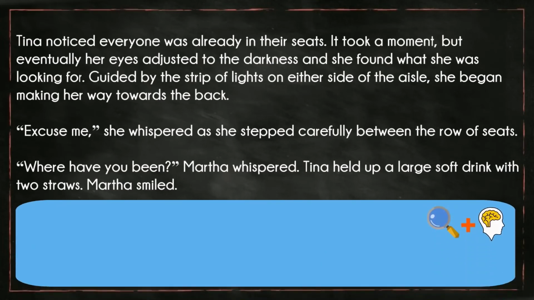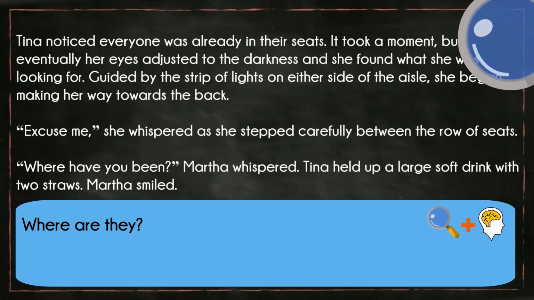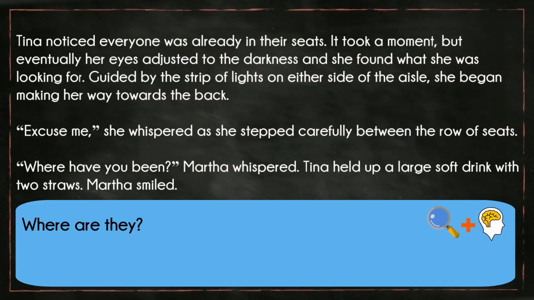Now for the first question. Where are they? The author hasn't told us directly, but has left clues. Can you find any to help answer the question? Here are some clues I found. Everyone in their seats, darkness, lights on the aisle, soft drink. From these clues, I can infer they're in a movie theatre.